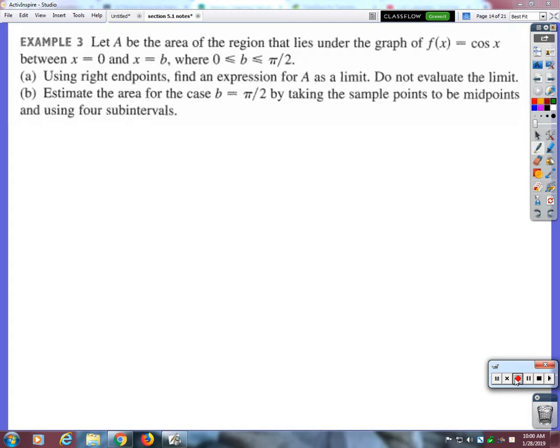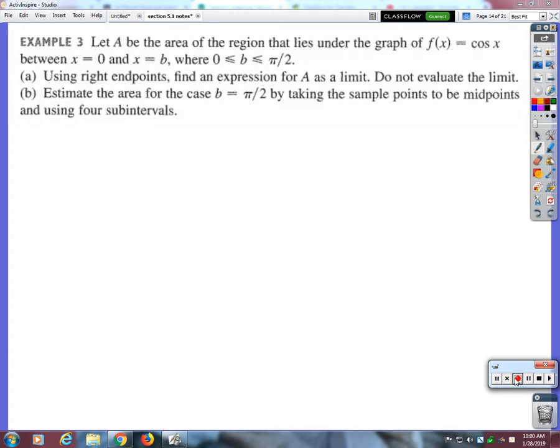All right, here we go. Let's try another one. It says, let A be the area of the region that lies under the graph of f of x equals cosine of x between x equals 0 and x equals b, where b is in between 0 and 2 pi.